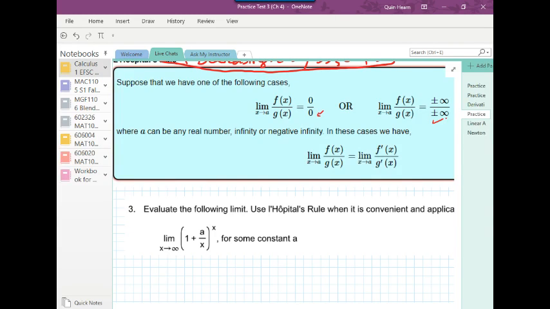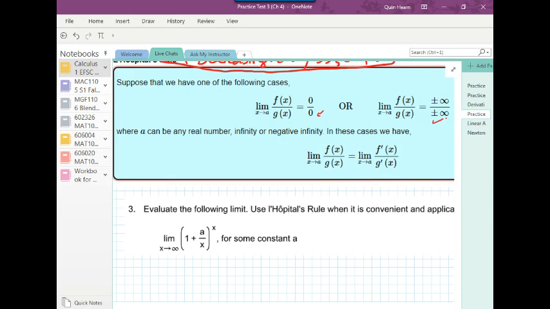The limit as x goes to a of f of x over g of x is equal to the limit as x goes to a of f prime of x over g prime of x. So we can take the derivative and hopefully we'll find that when we go to evaluate the limit, we no longer get an indeterminate form. Or if we do, that we get one of these two indeterminate forms so we can apply it a second time. Okay, so with that in mind, let's look at this problem here.